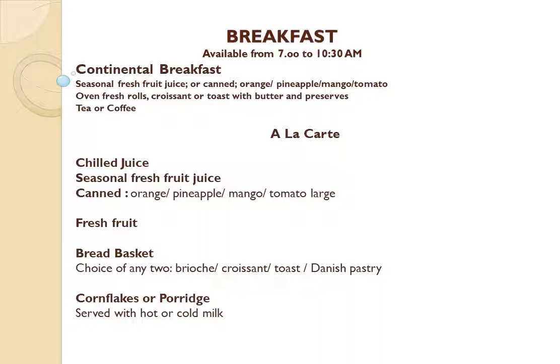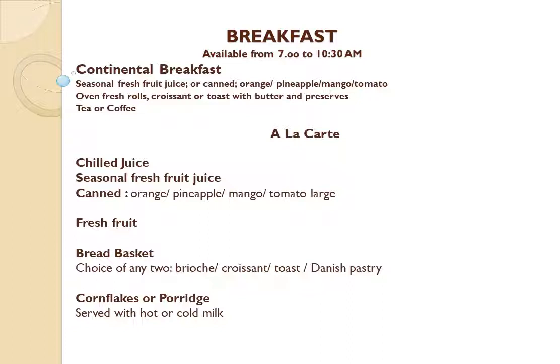Here, if you see on the top of it, the breakfast timing has been written, and it starts from 7 till 10:30 a.m. And here, the first section is continental breakfast. The continental breakfast, as we know very well, includes seasonal fresh fruit juices, any kind of breakfast rolls, along with any hot beverages.